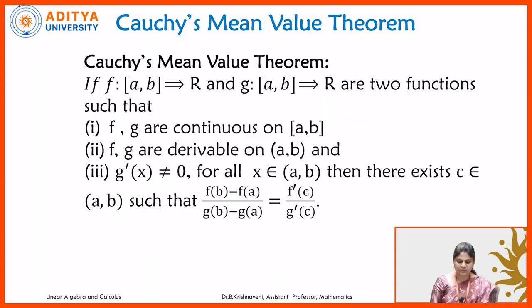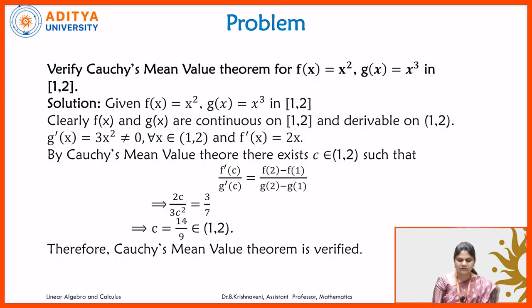Now let us apply Cauchy mean value theorem. The first question is: verify Cauchy's mean value theorem for f of x is equal to x square, g of x is equal to x cube in the closed interval 1 comma 2.